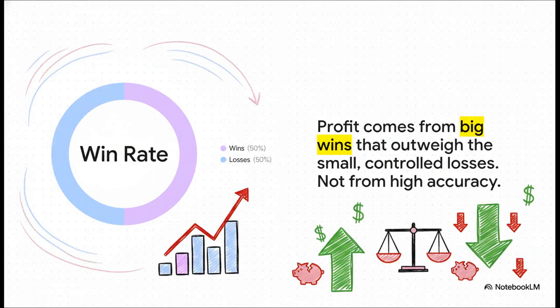Okay, let's talk real numbers for a second because this is super important. This system is not going to win 90% of the time. It's not even close. You should expect to win somewhere between 45 and 55% of your trades. You will take small losses. But here's the key. The money isn't made by being right all the time. The money is made because your wins are way, way bigger than your small, controlled losses.